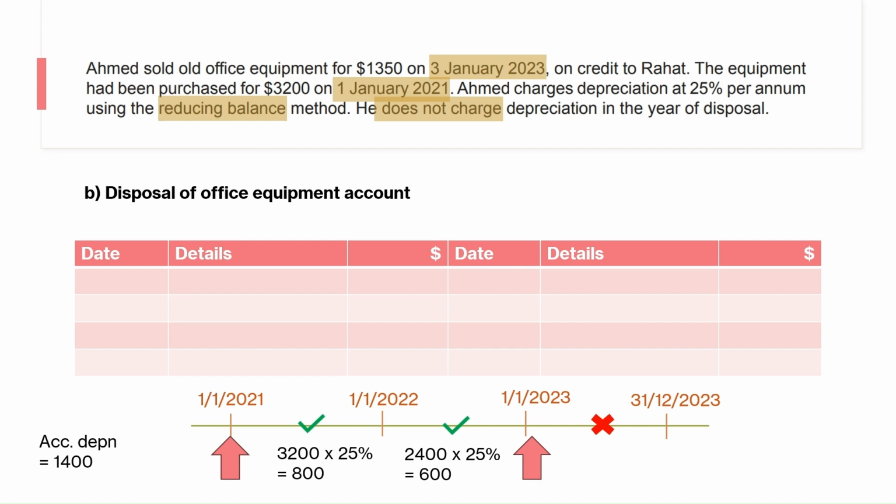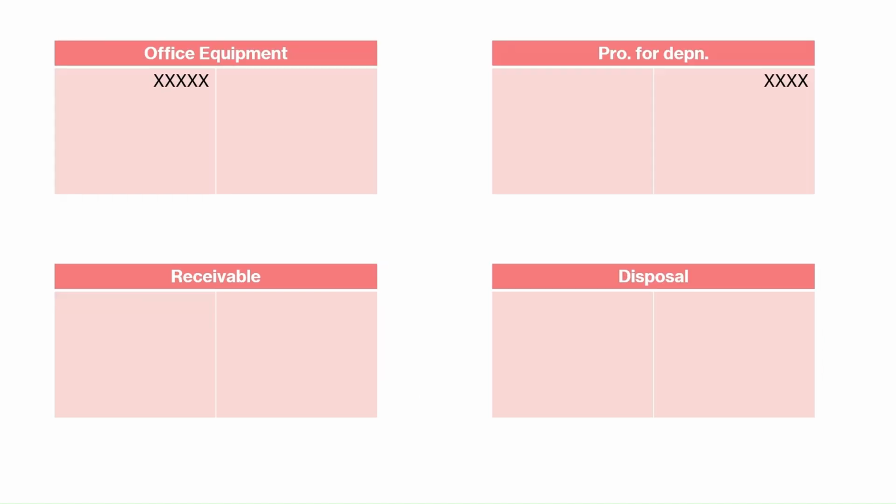Now let's try to recall what we would do when we are disposing an asset. So generally, we have these 4 accounts. I've used the receivable account instead of the bank account over here because the question clearly states that the asset was sold on credit. That's why we have a receivable account instead of the bank account. And we have office equipment account, provision for depreciation of office equipment account, receivable, and the disposal account.